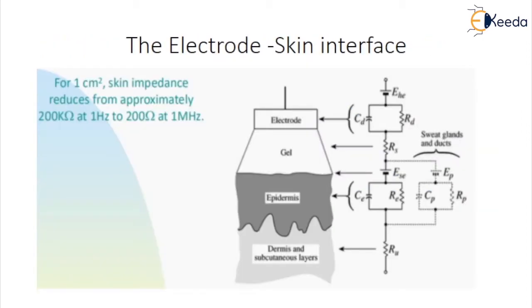A body surface electrode is placed against the skin, showing the total electrical equivalent circuit obtained in this situation. Each circuit element on the right is at approximately the same level as the physical process that it represents in the left hand diagram. The slide shows the electrode and skin interface. For 1 cm square, skin impedance reduces from approximately 200 kΩ at 1 Hz to 200 ohm at 1 MHz.